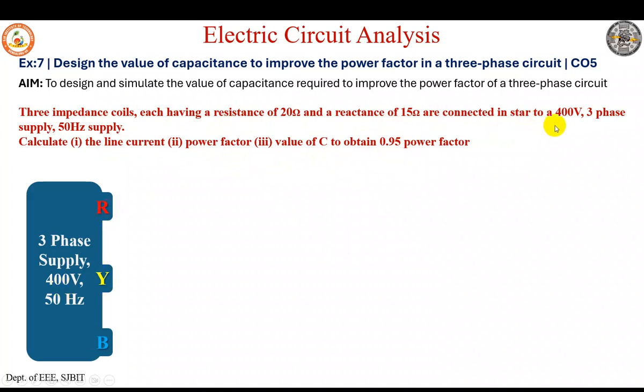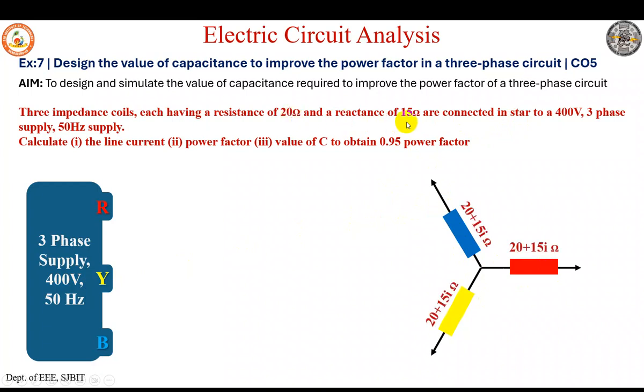Whenever they give a voltage on the supply side, it will always be the line voltage. If it is phase voltage, they would mention it explicitly, saying the phase voltage is some value; otherwise by default it is known as line voltage. Hence the given is line voltage. And we have a three-phase circuit connected in star fashion. As they have mentioned, the load side is connected in star, and each has a value of 20 plus j15. They have mentioned the reactance is 15 ohms, thus it is j15.